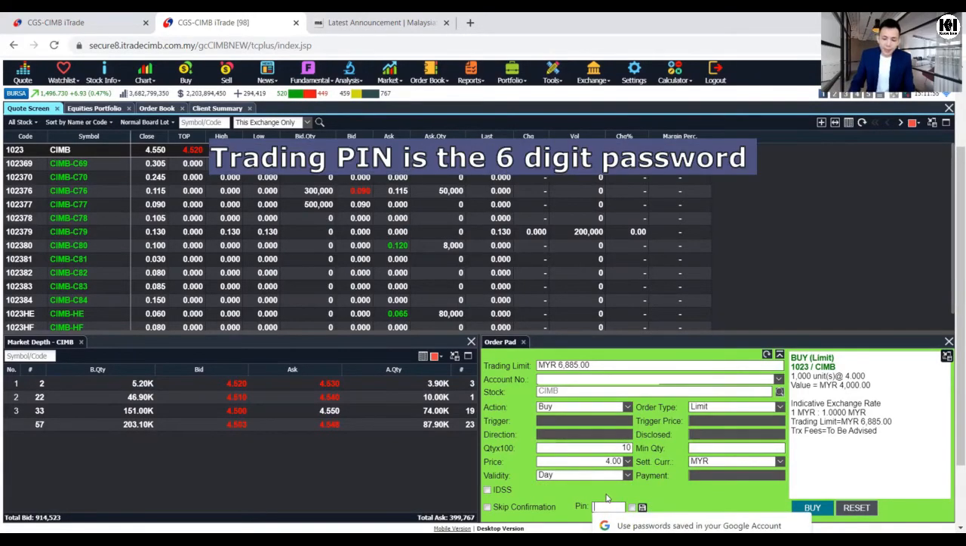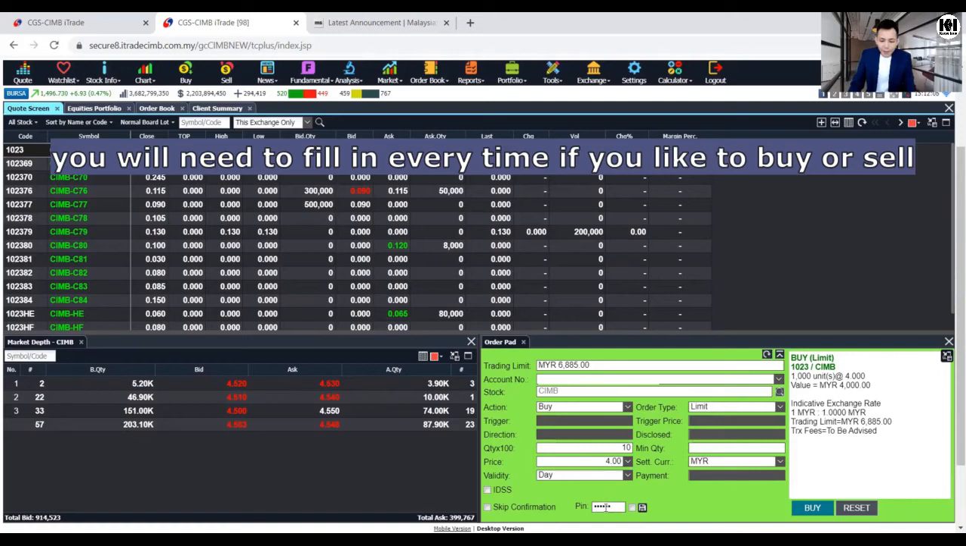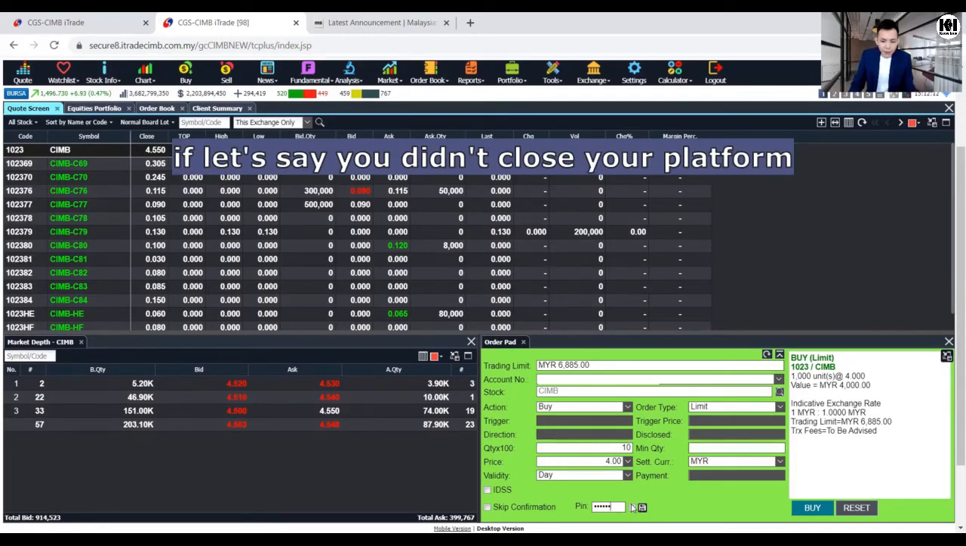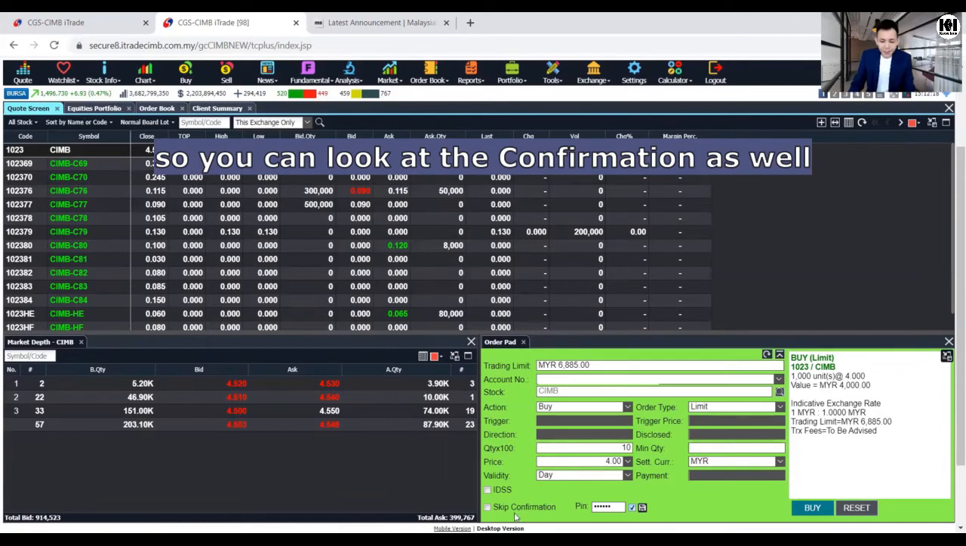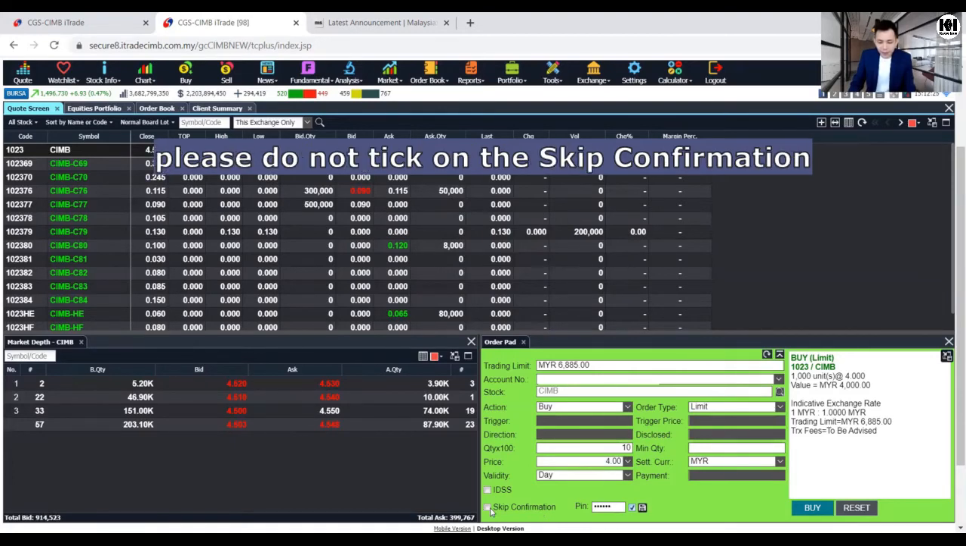Okay, PIN. Trading PIN is the 6-digit password that you have created earlier, which is in numeric, the 6-digit number. You need to fill it in every time you like to buy or sell, or you can save it for the day. If you didn't cross your platform, you can save it, so it will be faster for the process. You can look at the confirmation as well. If you are not familiar with the order yet, you can always check for the confirmation. Please do not click on the skip.